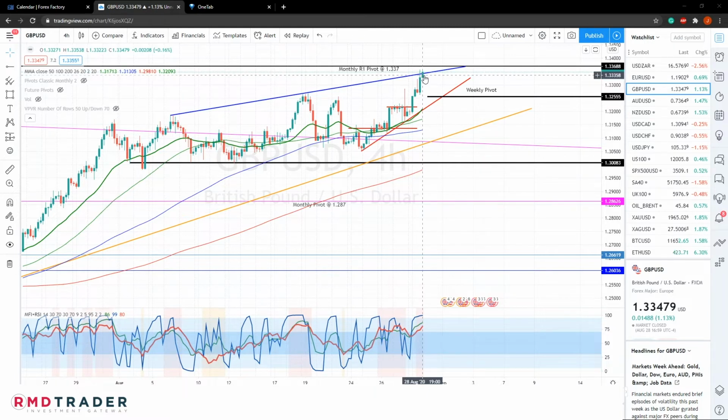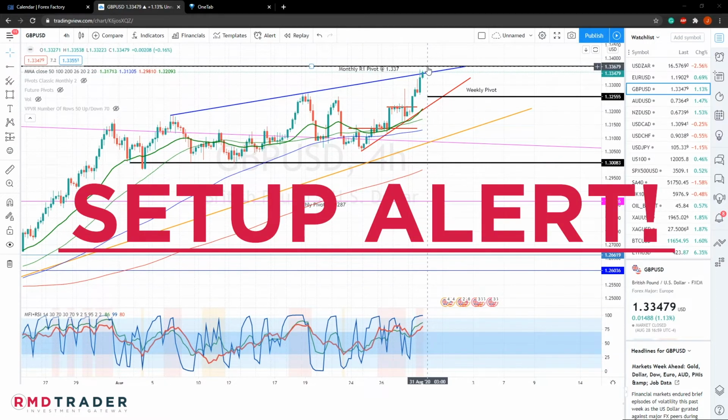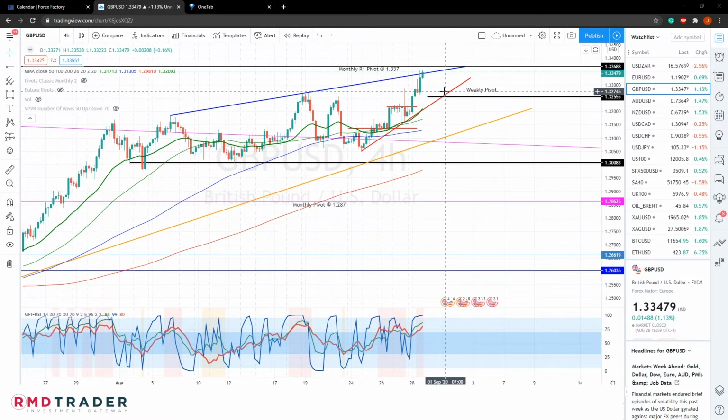For this week, we expect the first area of resistance to be this monthly R1 pivot at 1.337. So very close to where we closed on Friday. After this, we would probably expect a correction towards the weekly pivot at 1.325.